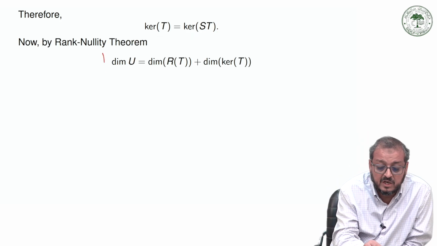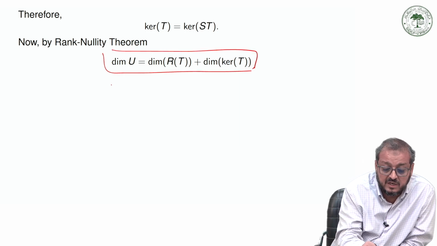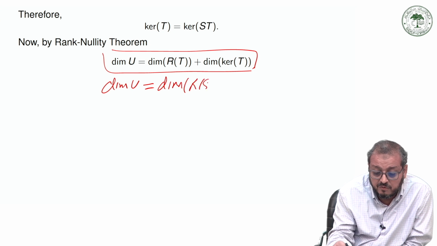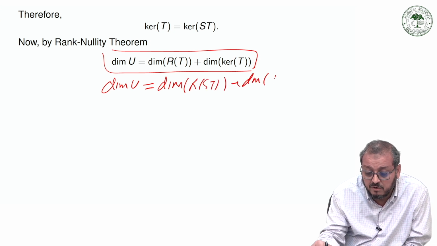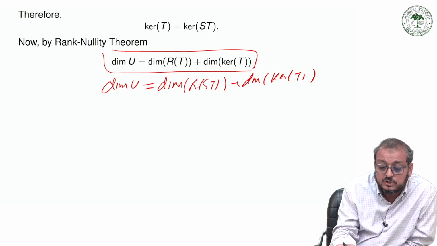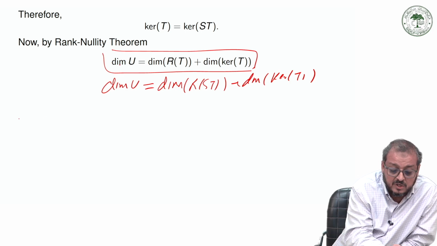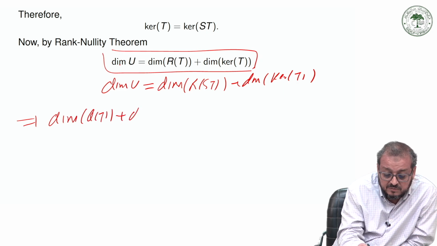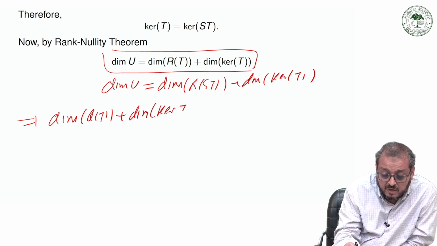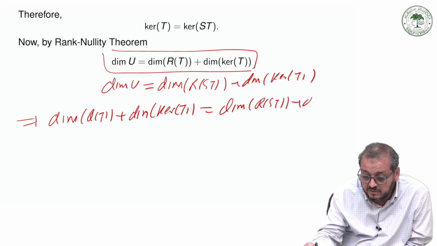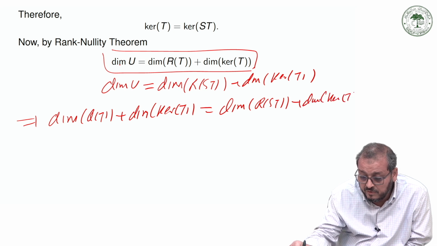say that the dimension of U can be written as the dimension of the range of T plus the dimension of the kernel of T, and also we can say that the dimension of U can be written as the dimension of the range of ST plus the dimension of the kernel of ST, and because these two are equal in dimension, this is the same as the dimension of the range of T plus the dimension of the kernel of T, which is the same as the dimension of the range of ST plus the dimension of the kernel of T.